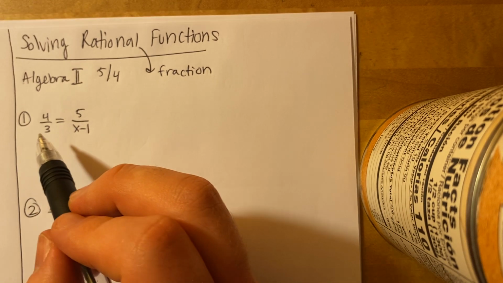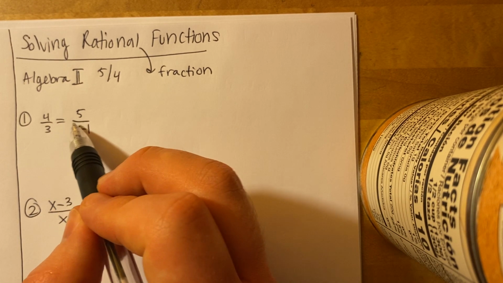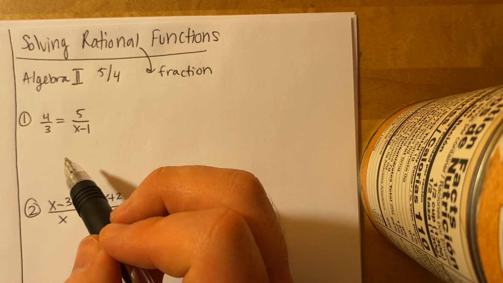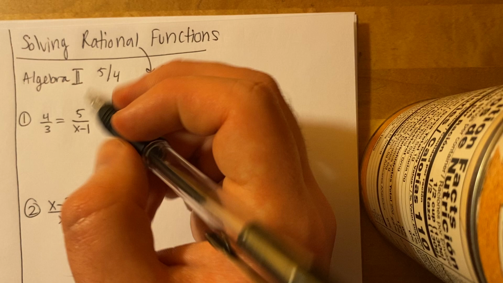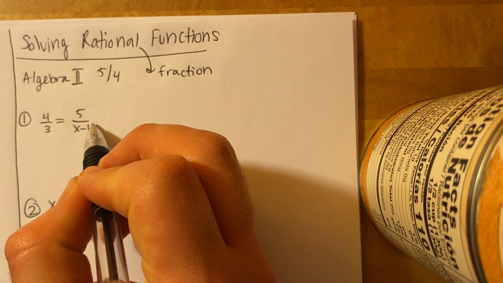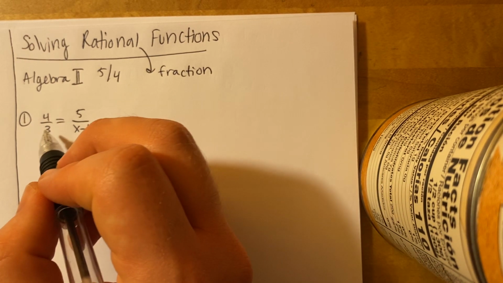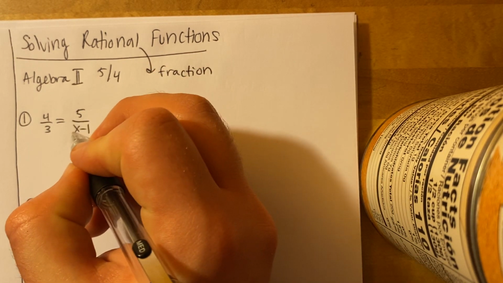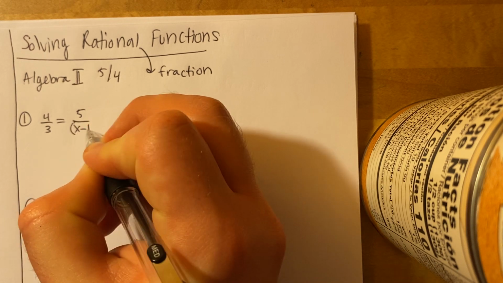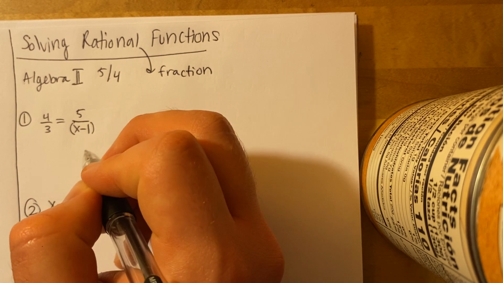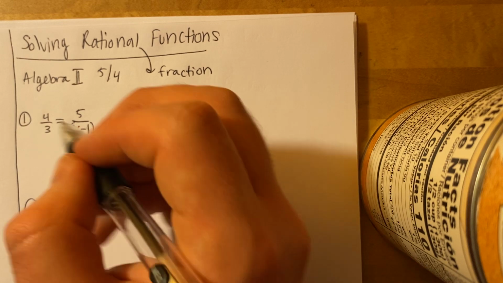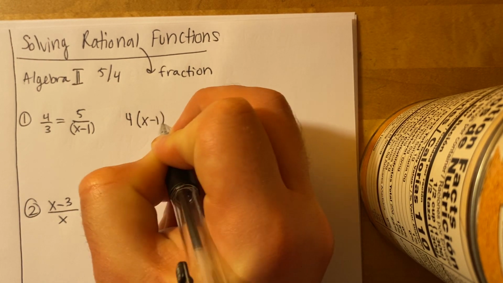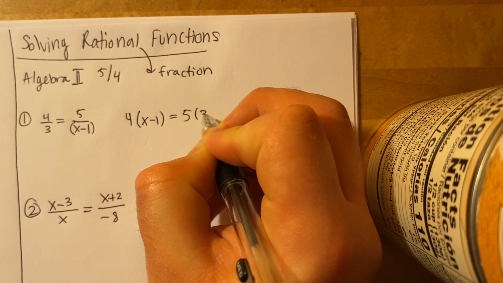So if we look at this first question, 4 over 3 equals 5 over x minus 1, you probably see, oh, there's a fraction on both sides. That means I can cross multiply. And you'd be right, because you can just multiply x minus 1 on both sides, and you can multiply a 3 on both sides. So just a note, whenever you're cross multiplying, keep any binomials like this one together as a pair with some parentheses. So when you cross multiply, you're going to get 4 times x minus 1 equals 5 times 3.